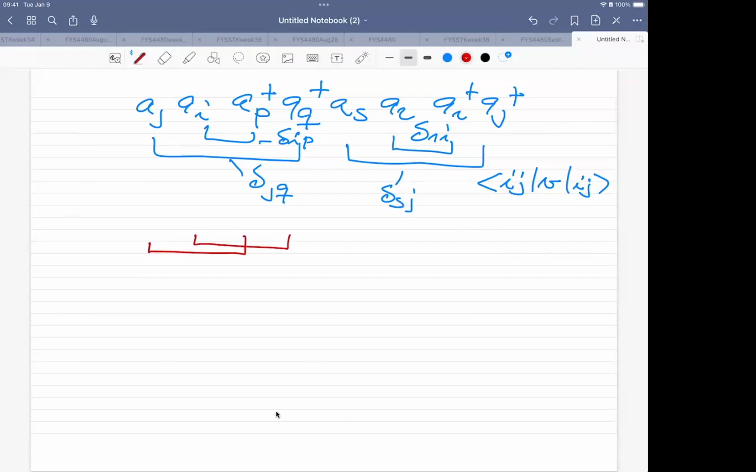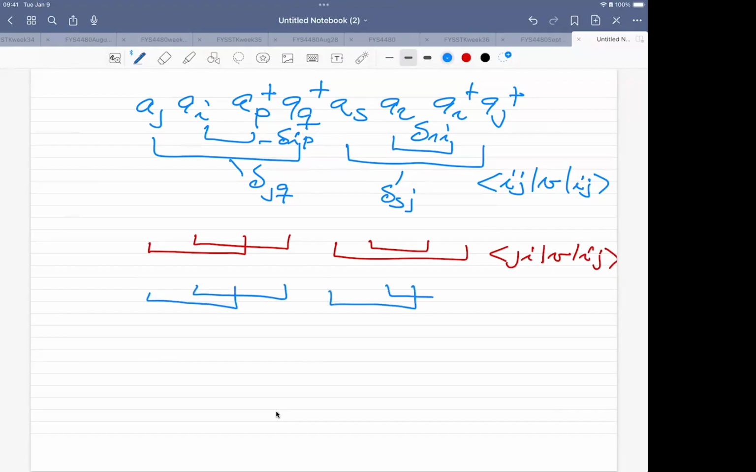So the next possibility was one where we keep this one. And when we did that yesterday, this gave us simply a JI, and then we had VIJ, these contractions, and then we have this one. Now, when we did that, this had a minus sign due to the crossing, or pictorially.